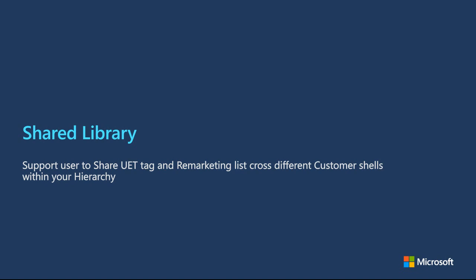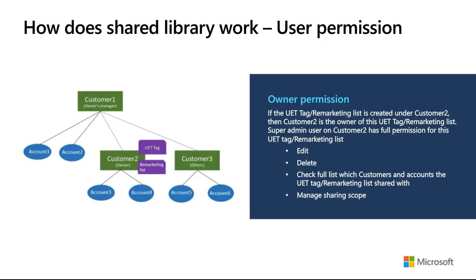So how does the share library work? Basically, in a hierarchy, we have 3 different personas. Firstly is the owner. If the UET tag or remarketing list is created under a customer shell, then this customer shell is considered the owner of this UET tag or remarketing list. So we give the owner all permissions. The owner can edit and delete the resources. Also, they can check the sharing scope and manage the sharing scope.